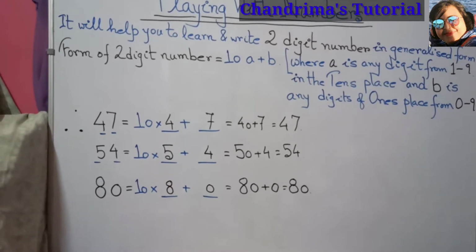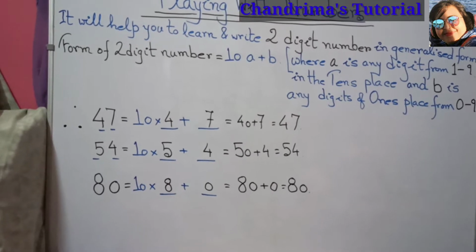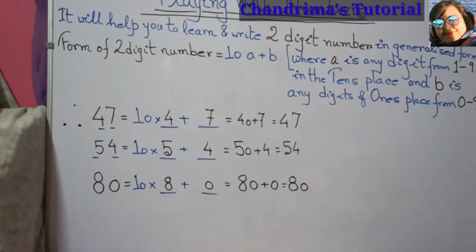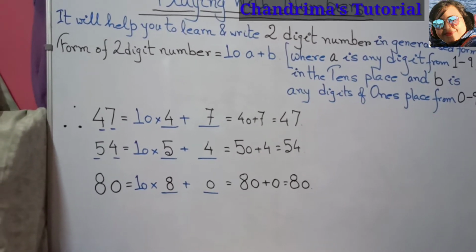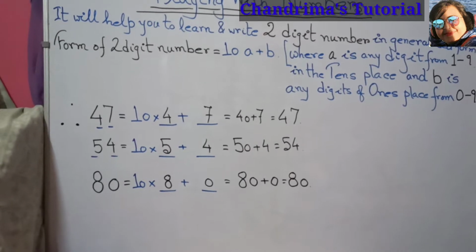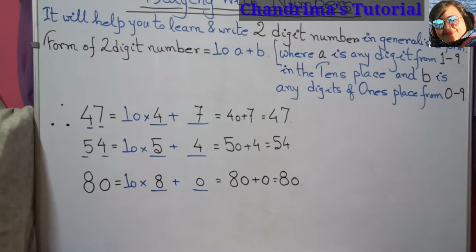Now see 54. Here 5 is our a, and what is our b? Number 4 is our b. So 54, what is it showing? That 10a, that means 10 into 5, and b is 4, that means 50 plus 4, 54.